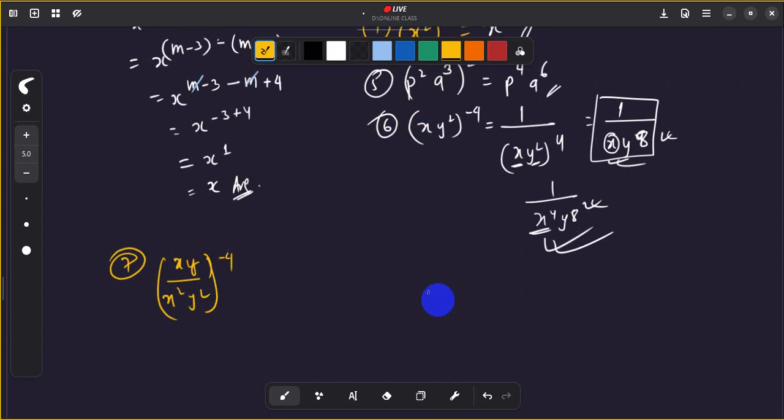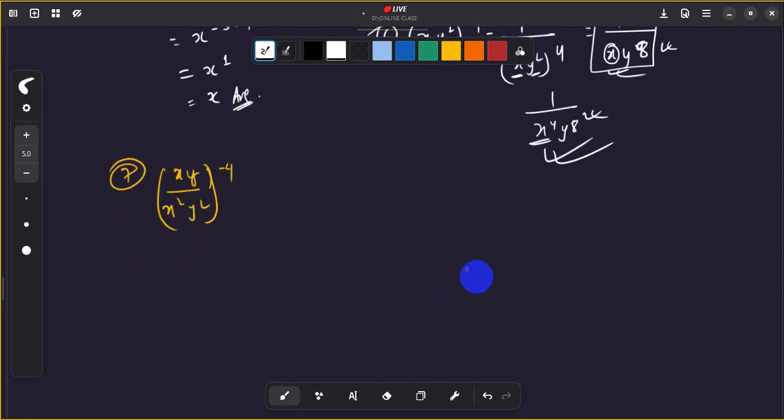xy by x square y square whole to the power minus 4. And how can it be done? Now in this question there is negative power. If there is negative power, to make it positive, we can just take reciprocal.